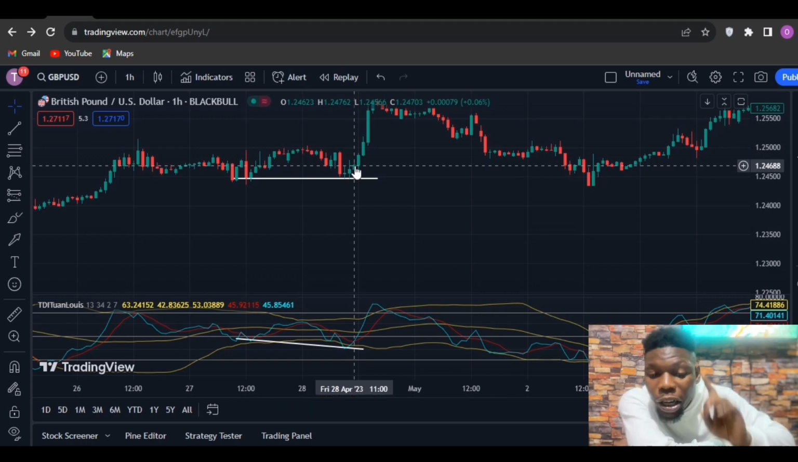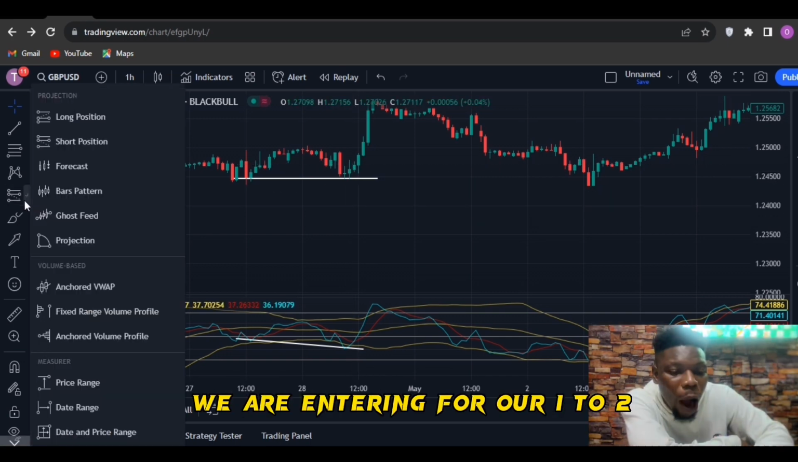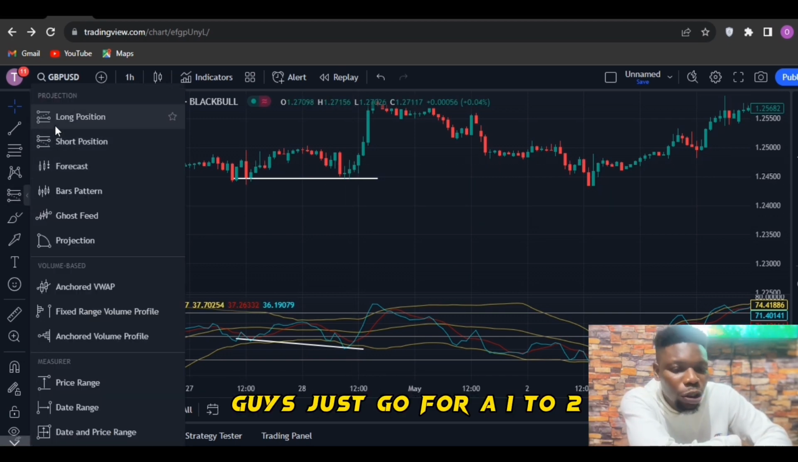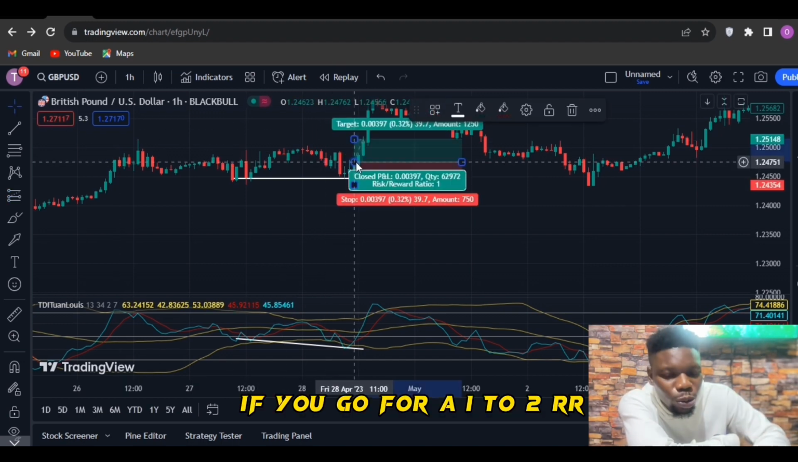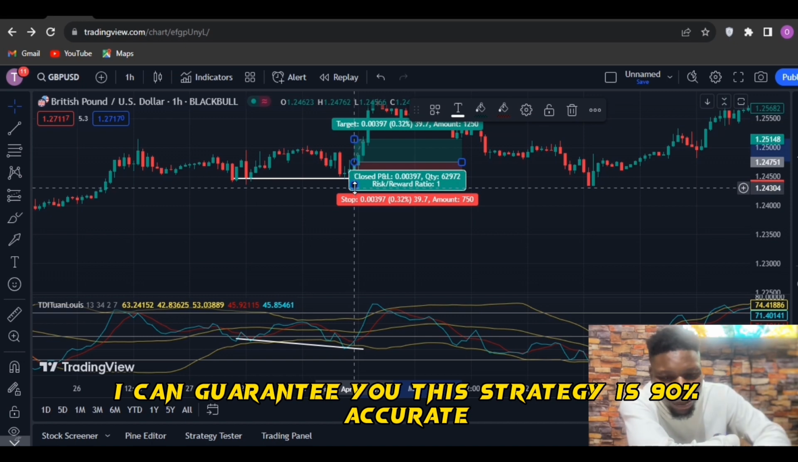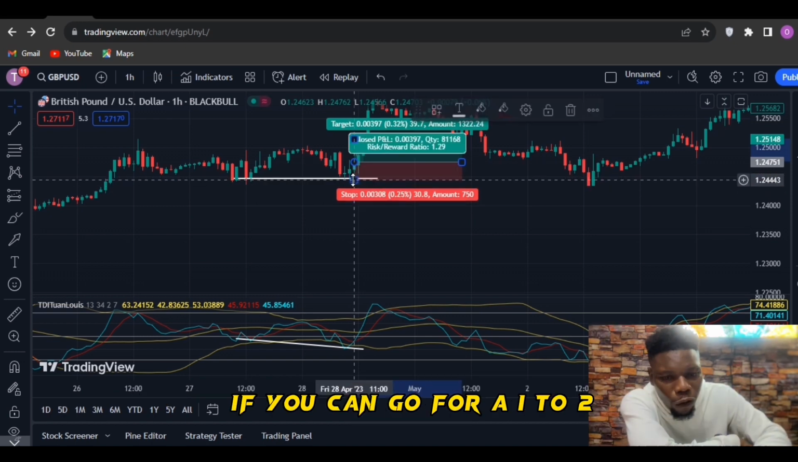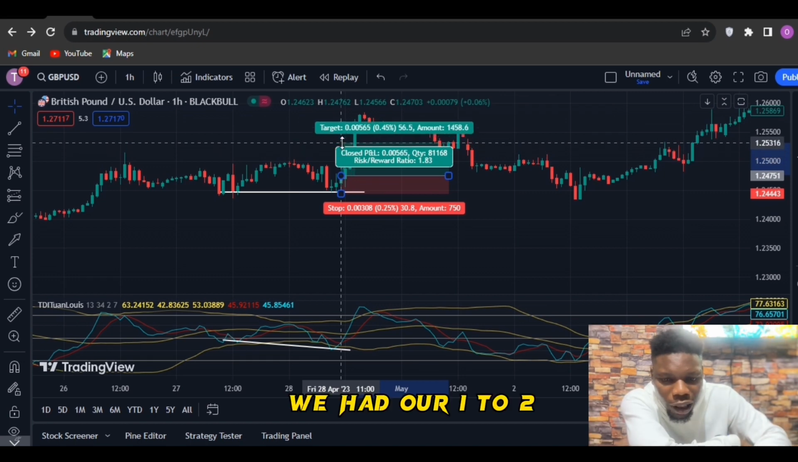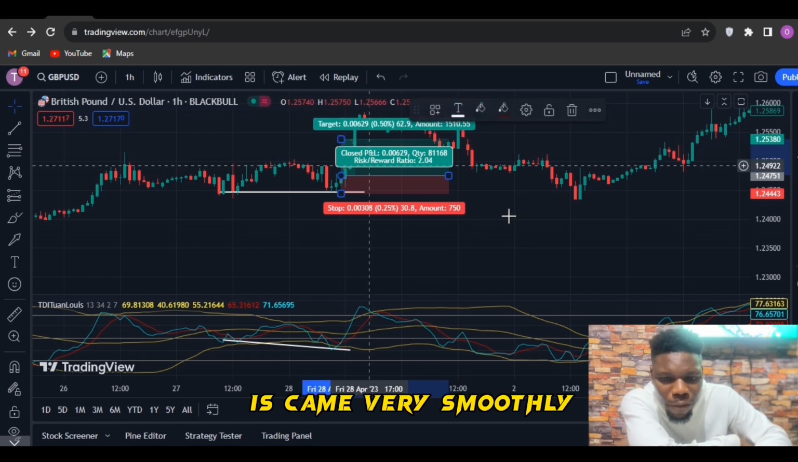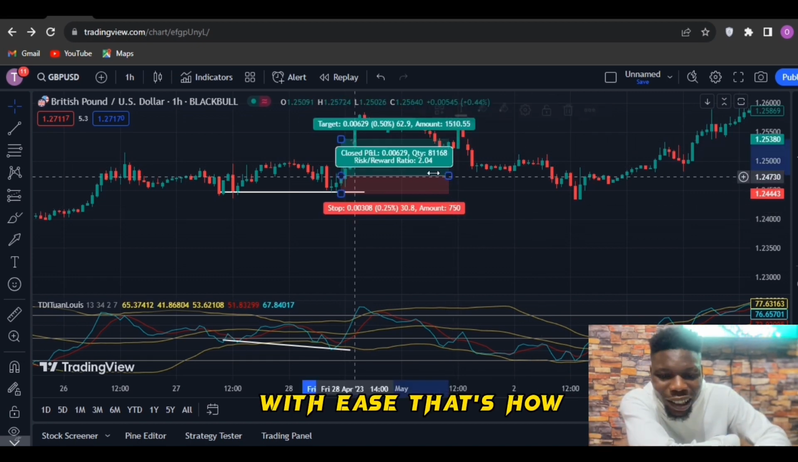Enter for a long. The long we are entering for our 1-to-2. Guys, just go for a 1-to-2 risk reward ratio. If you go for a 1-to-2 risk reward, I can guarantee you this strategy is 90% accurate. So we had our 1-to-2, and it came very smoothly, with ease.